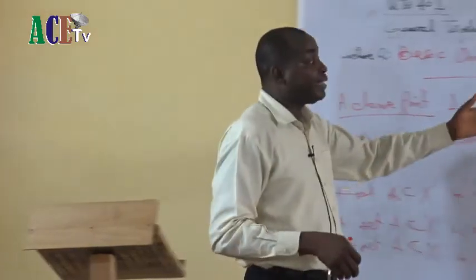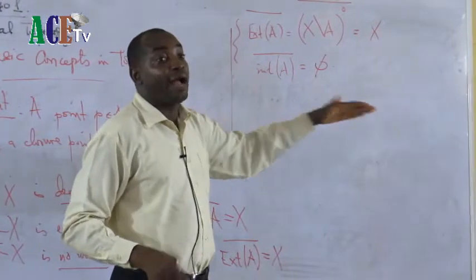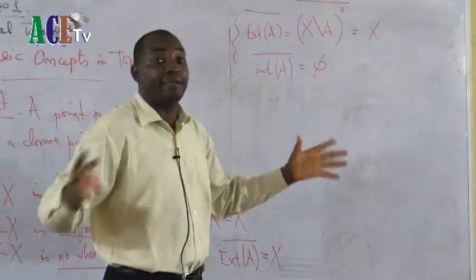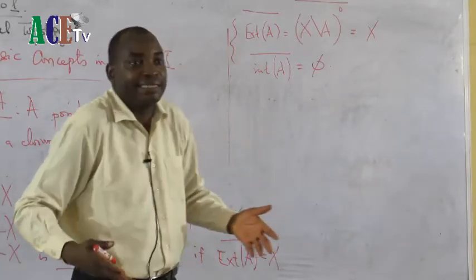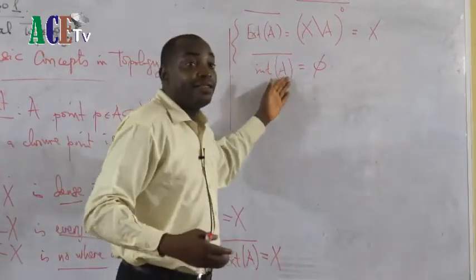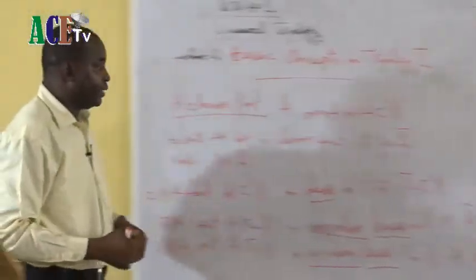So if you are looking at the interior of A and you take the closure, and what you get there is an empty set, then it's nowhere dense. You cannot find anything both inside A nor its closure. So it's nowhere dense.